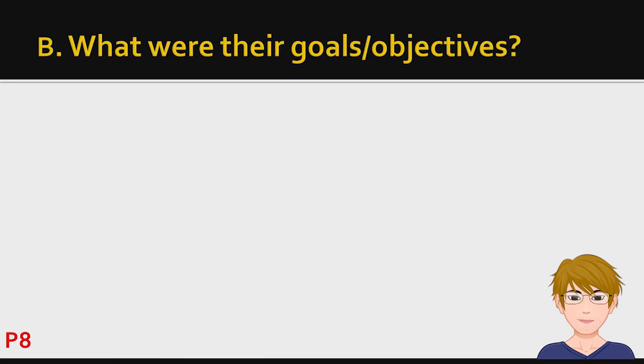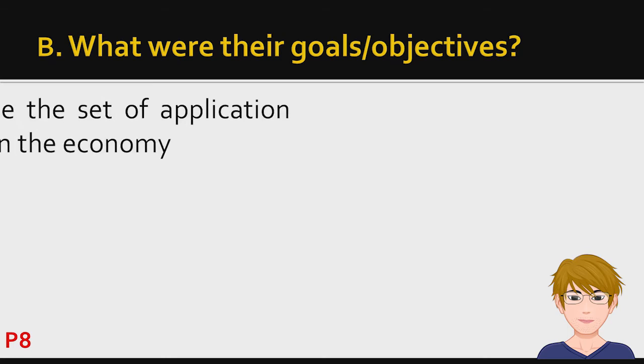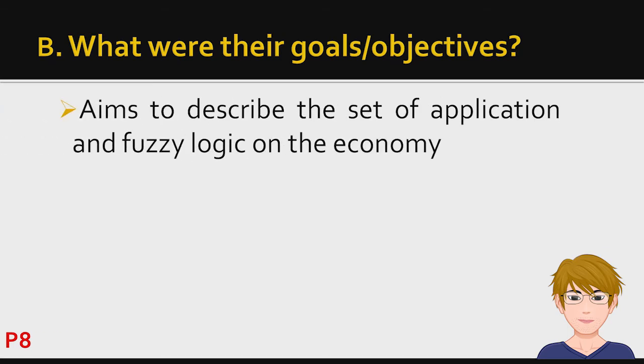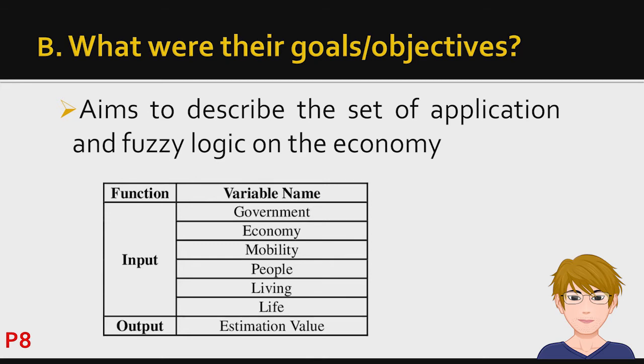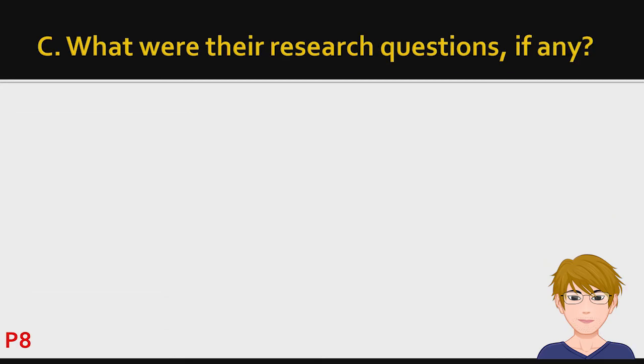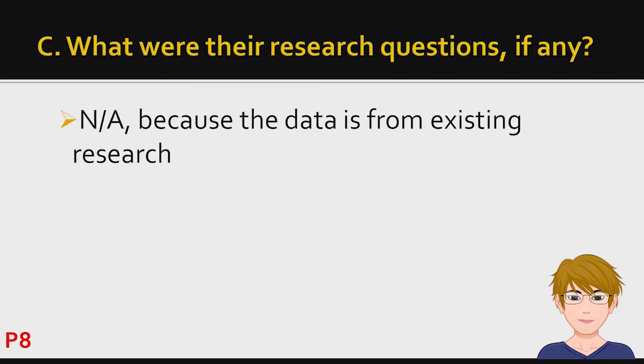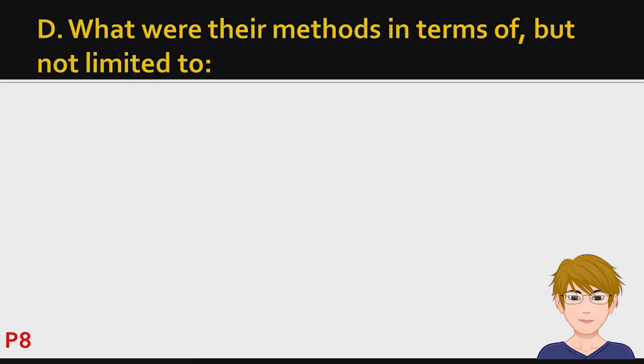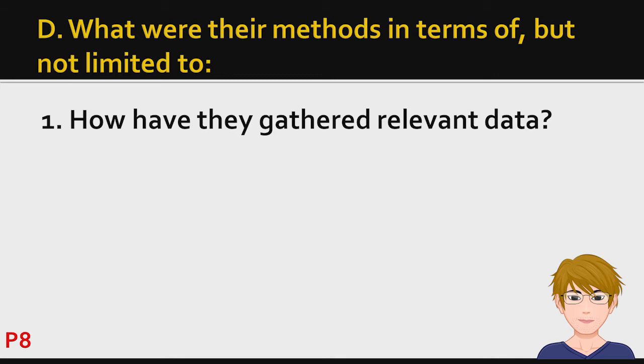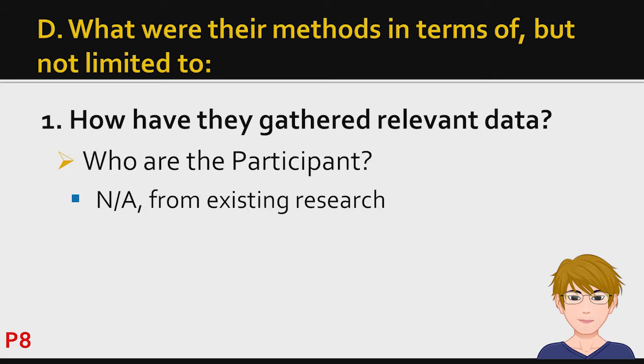What were their goals or objectives? So the first is aims to describe the set of application and fuzzy logic on the economy. These are the variables. So letter C, what were the research and questions, if any? So not applicable because the data is from existing research. So what were their methods in terms of, but not limited to? Number 1, how have they gathered the relevant data? Who are the participants? Not applicable because from existing research.